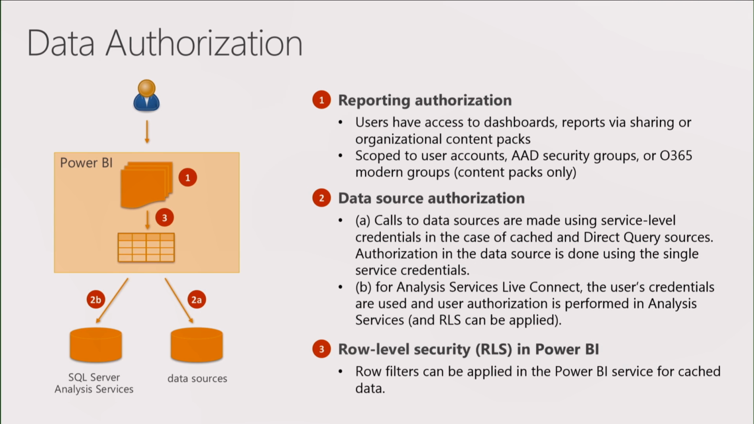And then the third place where authorization is controlled is in Power BI itself. And here you can set up something called row-level security, which lets you set up row filters so that certain users see different rows of data depending upon who they are. And this is really powerful. For example, if you have a sales team and they should only be able to see their own accounts, you can implement that using row-level security.